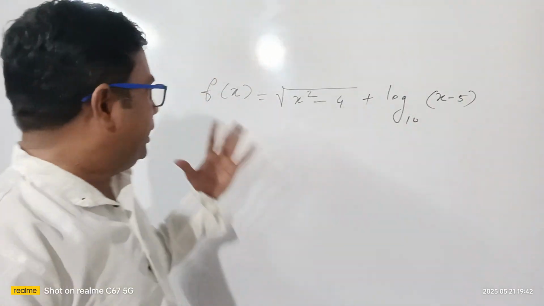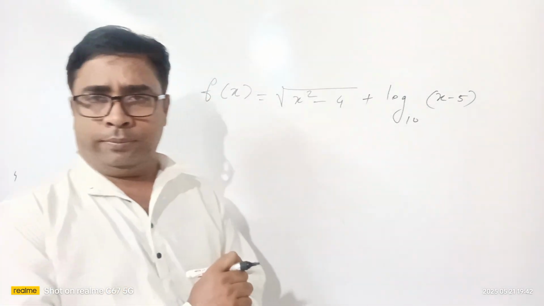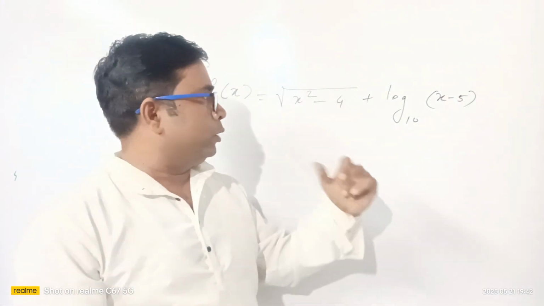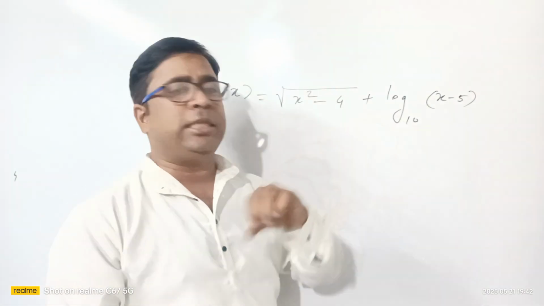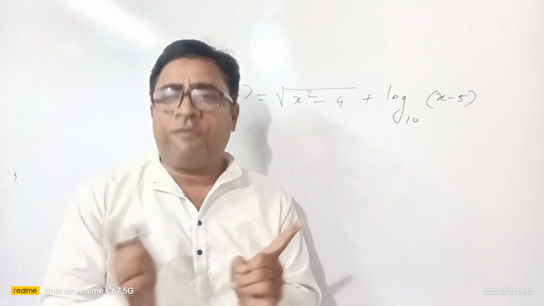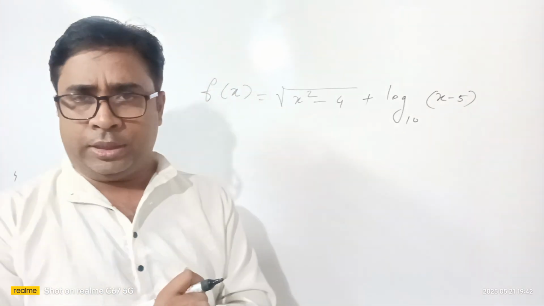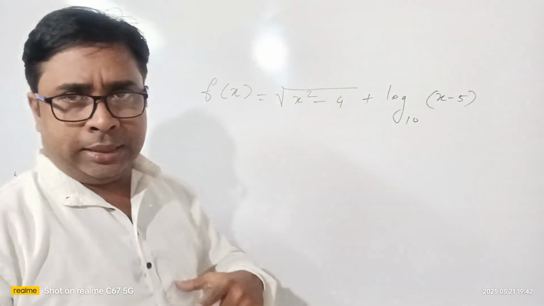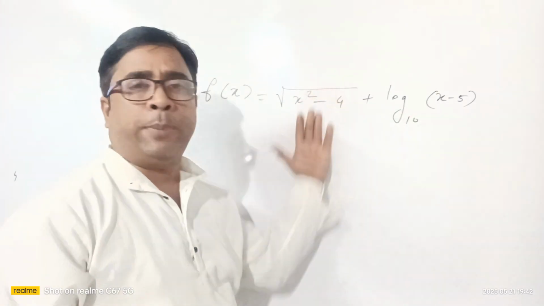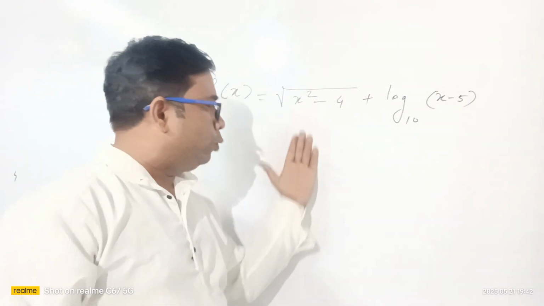So you see, this function is a combination of two functions. One is a root function and the other is a logarithmic function. When a function is a combination of two functions, then we have to find the domain of both the functions separately. We should know what is the domain of this part.